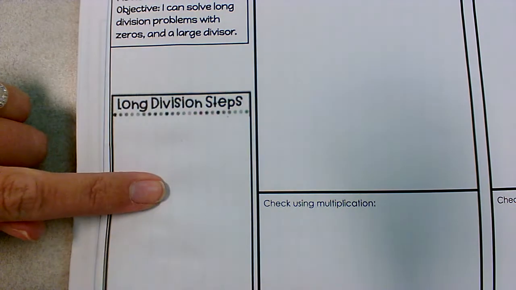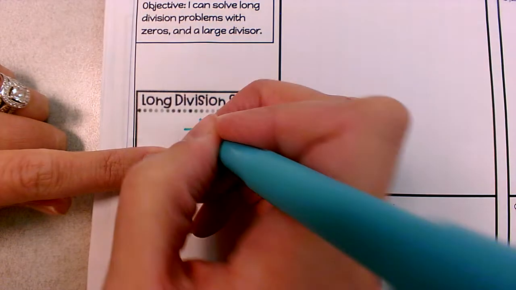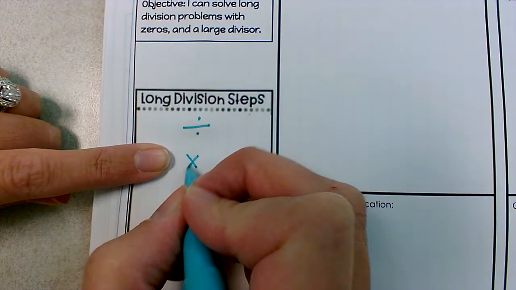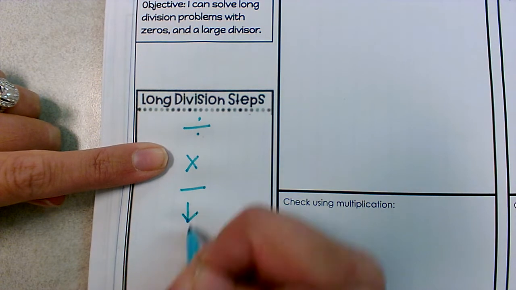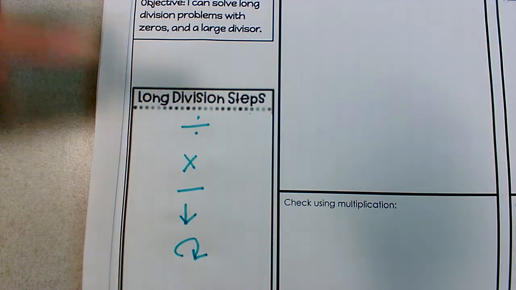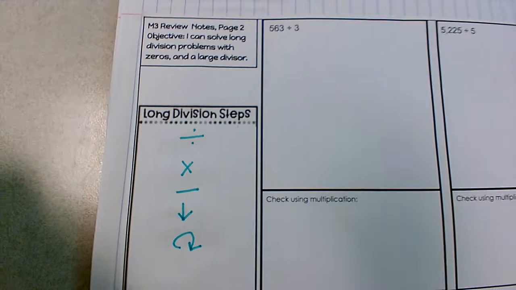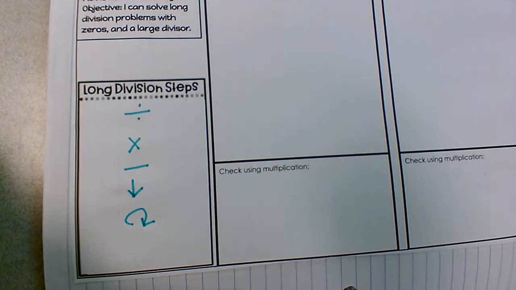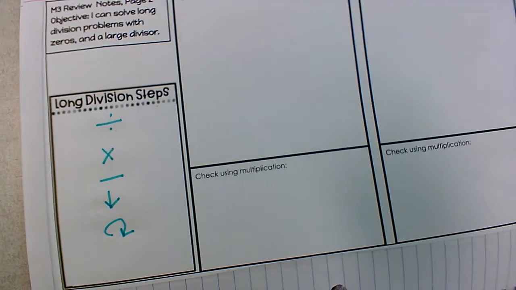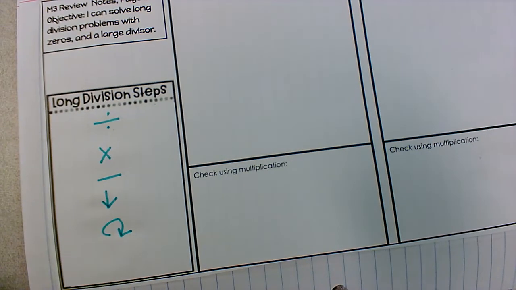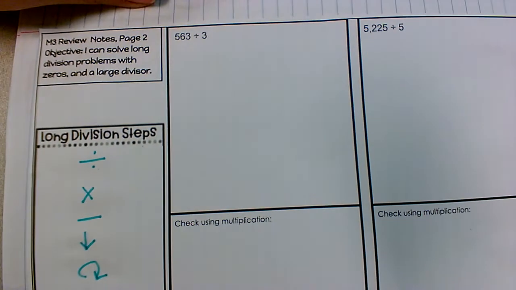All right, let's add our steps in again. Remember, we're going to divide, multiply, subtract, bring it down, and start over. Remember, it is our expectation, 4th graders, that you are writing down those steps. That tells us you know what's coming next. Okay. All right, here's our problem.